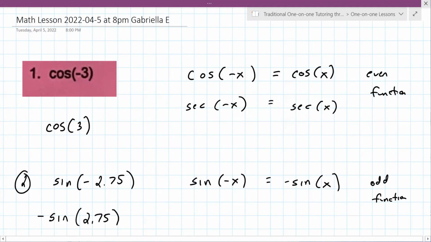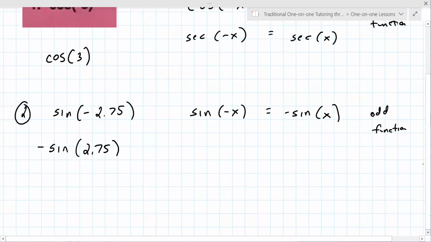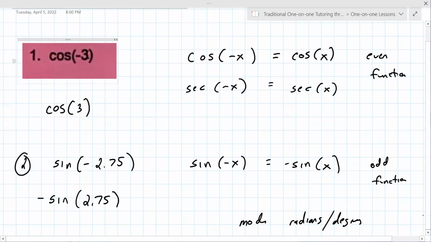Now, if you were going to use your calculator, you would want to have your mode in radians. Sometimes students ask, how do I know whether it's radians or degrees? Well, if you see a degree symbol, which I didn't write here, then you know it's in degrees. It'll have a degree symbol.